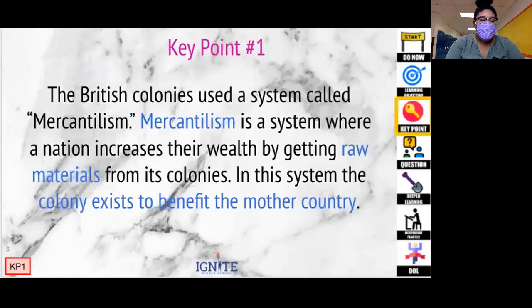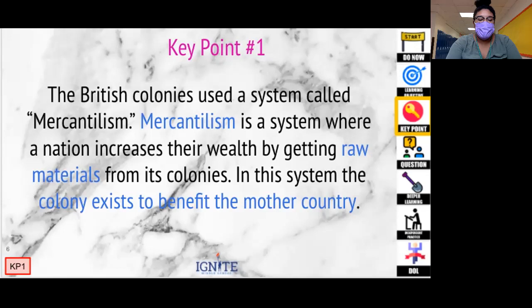So the British colony, key point 1. The British colonies use a system called mercantilism. Mercantilism is a system where a nation increases their wealth by getting raw materials from its colonies. In this system, the colony exists to benefit the mother country.